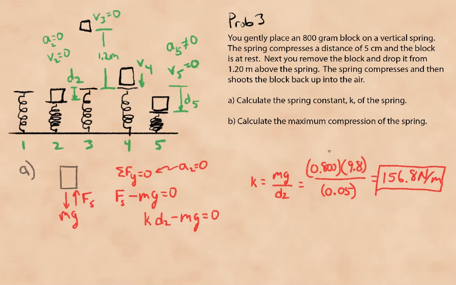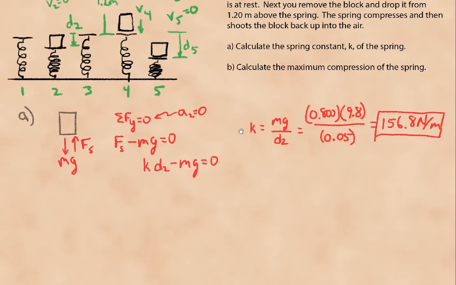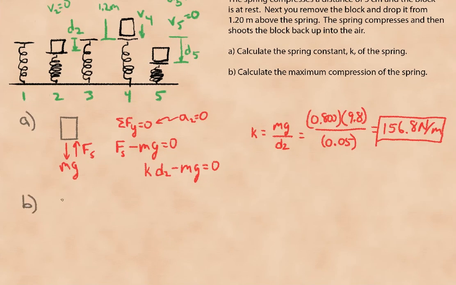Now let's try to calculate part B, the maximum compression of the spring. So for part B, I'm going to look at situations 3, 4, and 5. And this type of problem is an energy conservation problem. Because there's no non-conservative forces in the problem, there's no friction, no other non-conservative forces that are doing work, I have energy conservation for parts 3, 4, and 5.